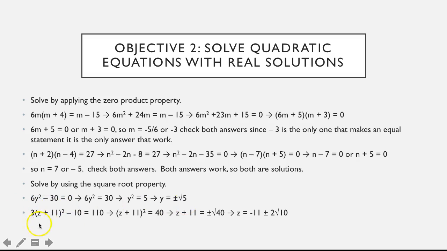In this example, we need to isolate the z plus 11 squared first, so you need to add 10 and then divide by 3, so you get 120 divided by 3, which leads into the 40. Then you take the square root of both sides, so you get z plus 11 equals plus or minus square root of 40. Then you want to move the 11 over and simplify your radical, which is how you get z equals -11 plus or minus 2 square root of 10.